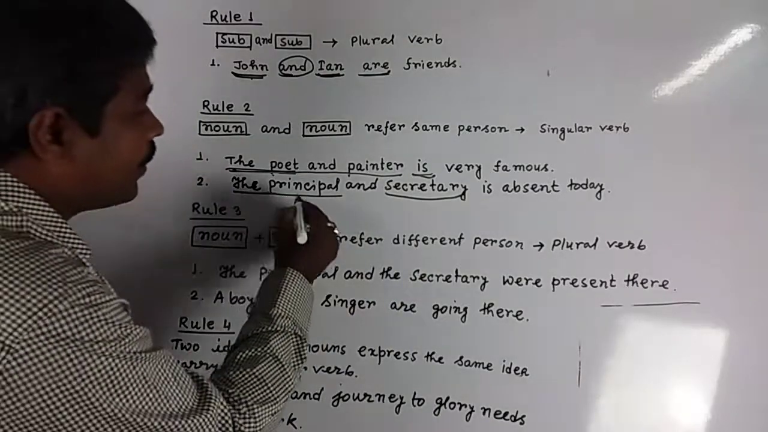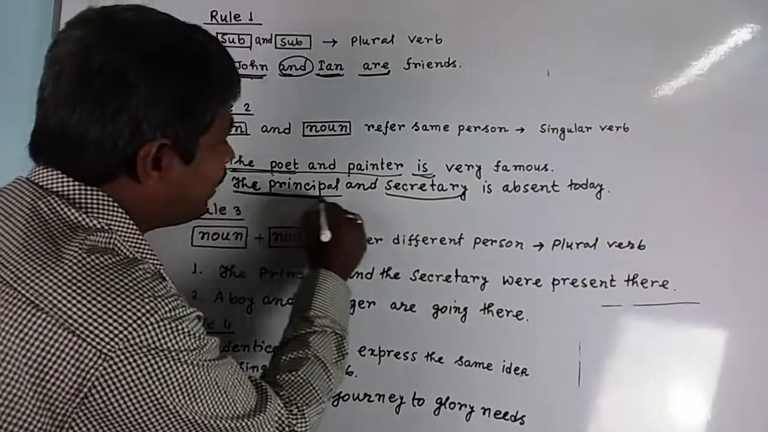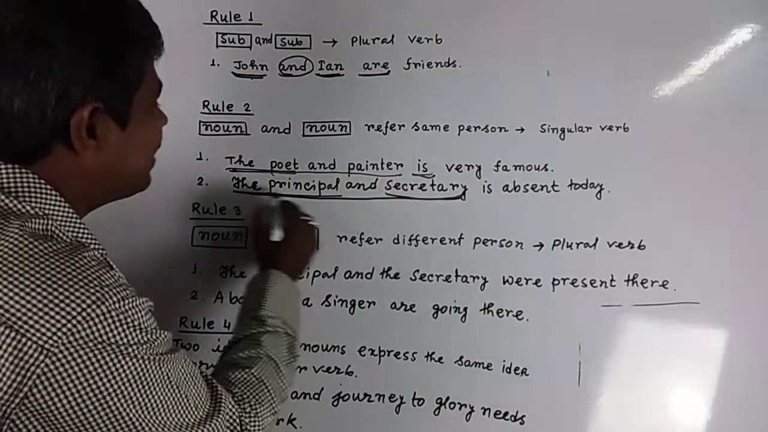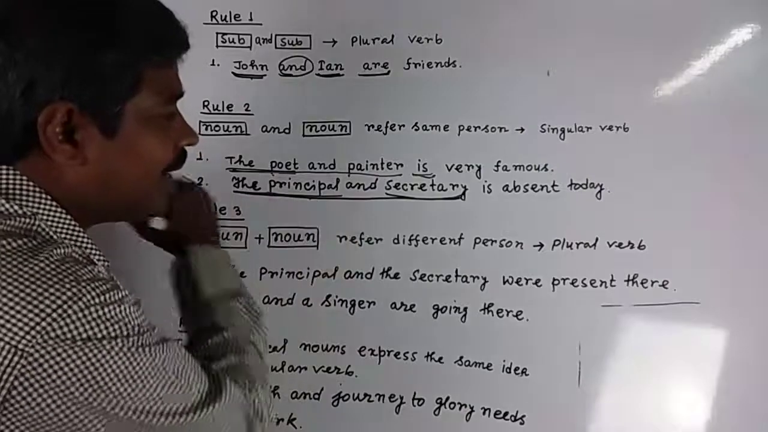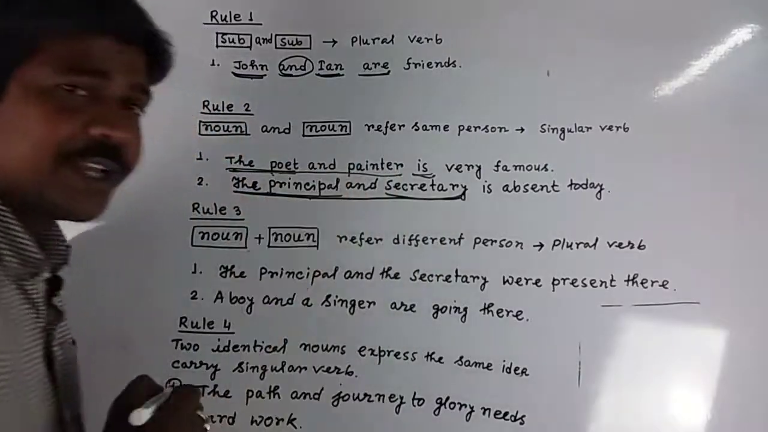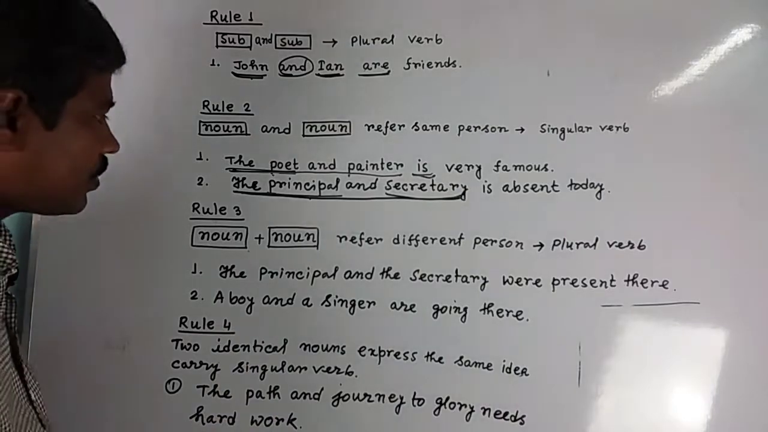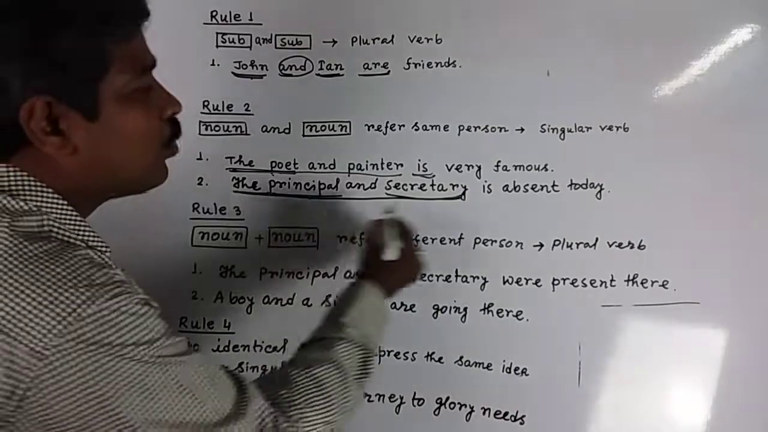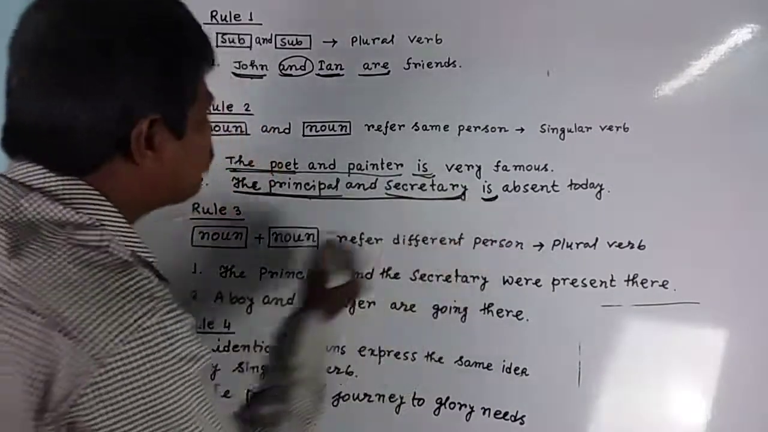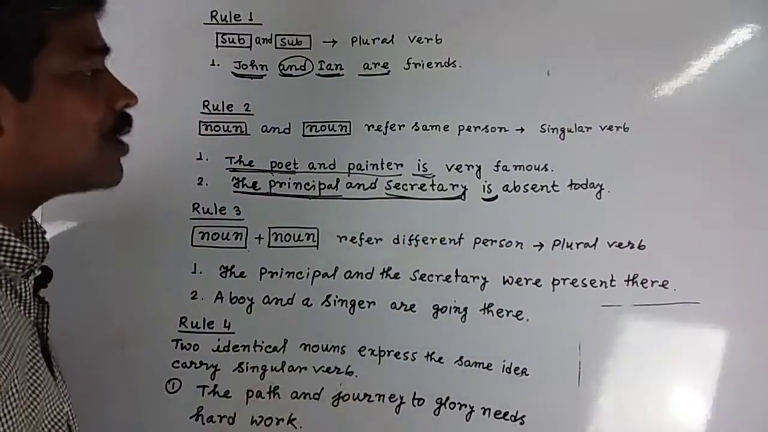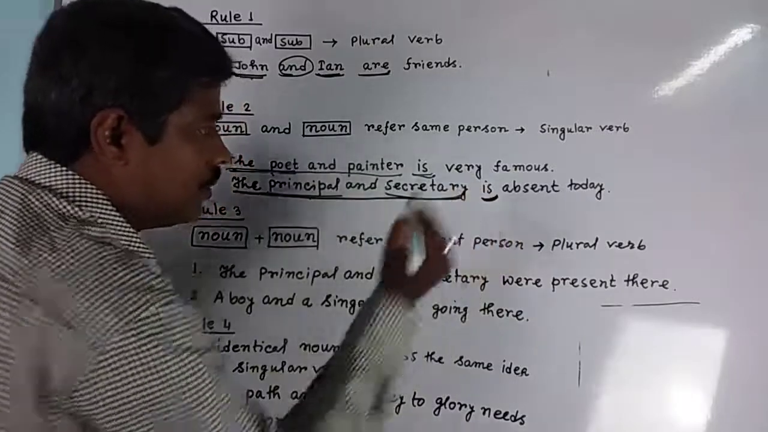That means this is one person carrying two posts. One is of the principal and also he is the secretary. That means the same person is carrying two different posts. As the person is same, so we have to write down is. That's why we have written the principal and the secretary is absent today. We cannot write down are.